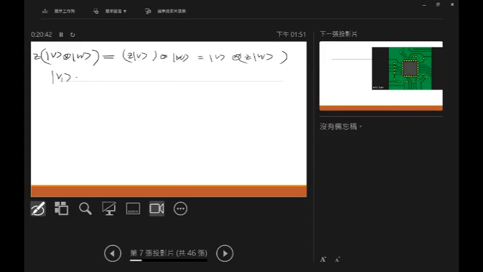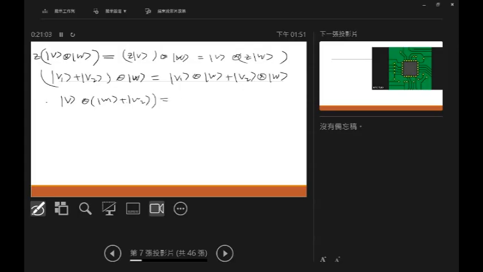And then if I have V1 plus V2 tensor W, it should be the same as V1 tensor W plus V2 tensor W. And also the same for the second component, it's also linear in the second component. So V tensor W1 plus W2 gives you V tensor W1 plus V tensor W2. These are just common properties.